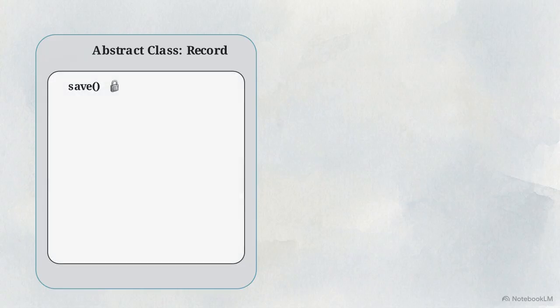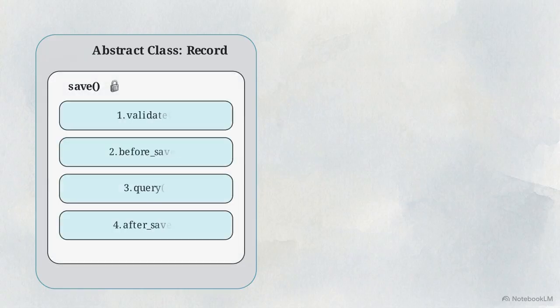The first type of expansion joint is the primitive operation. Abstract primitives contain no implementation in the base class. The framework requires the subclass to provide the logic for this step, otherwise the code will not compile. The second type of expansion joint is the hook. Hooks contain an empty or default implementation in the base class. If a subclass ignores them, the algorithm executes safely, but they offer an optional interception point if the subclass needs custom behavior.